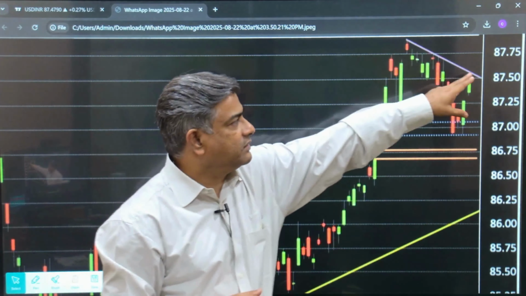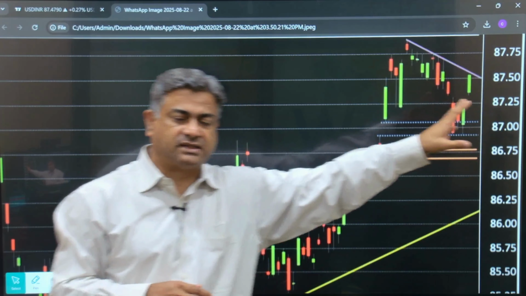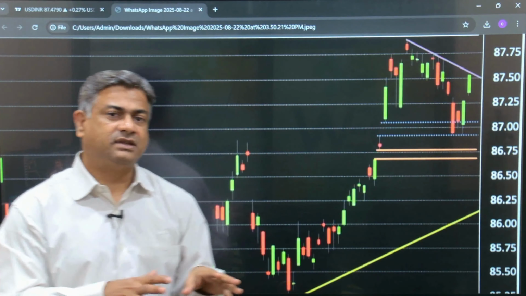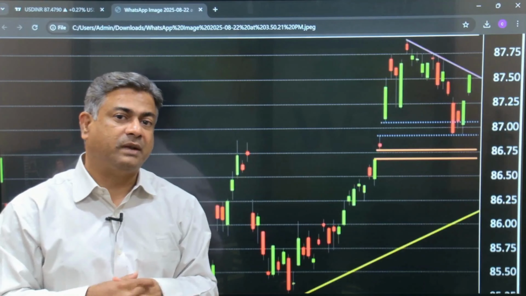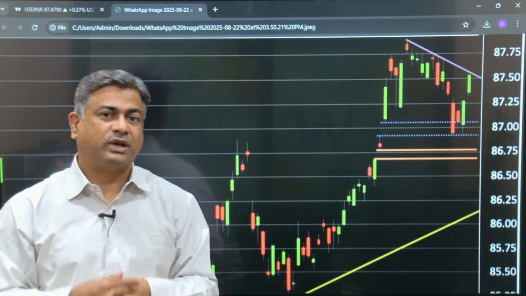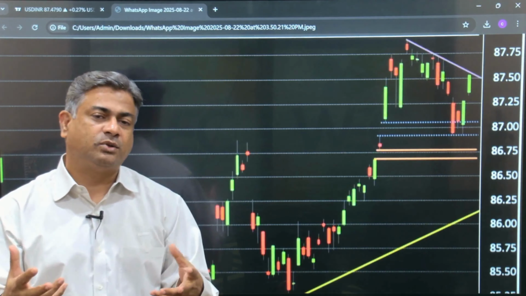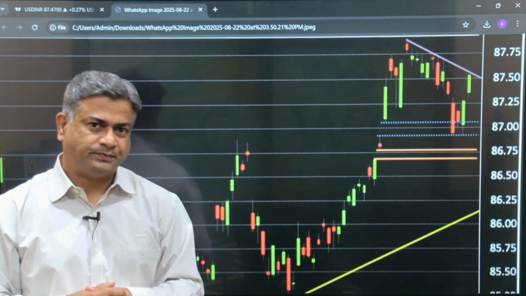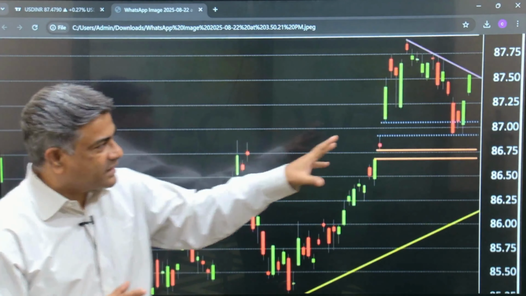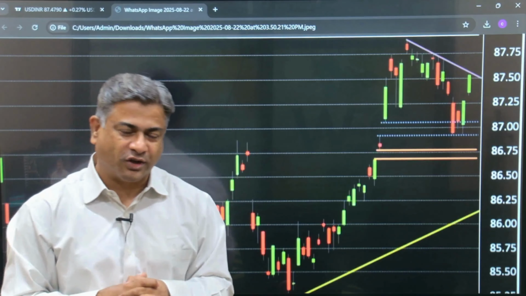But at high levels, at around 87.50, 87.60 or 87.40, these are not really great levels for importers to do forwards. So in this situation, if you are mandated to hedge, it is better to hedge using vanilla options. So that is it from my side on dollar INR.